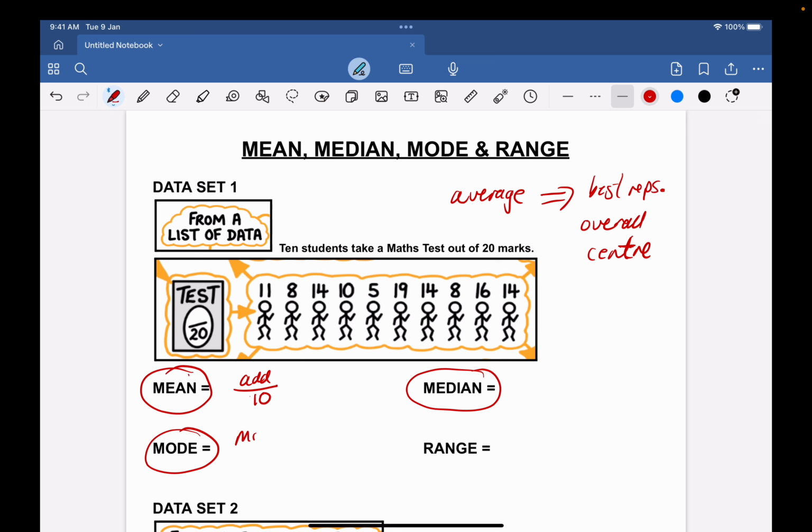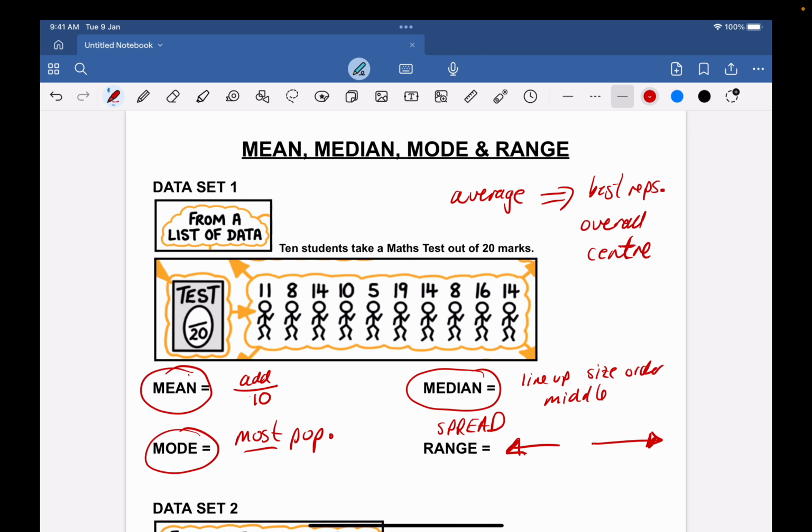The mode is the most popular. The median is line up in size order and pick the middle. And the range is just a measure of how far apart the biggest and lowest are. It's just a measure of spread. How spread out is the data? And of course you can do all this by hand, maybe with a little bit of calculator help.